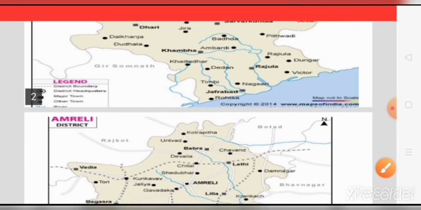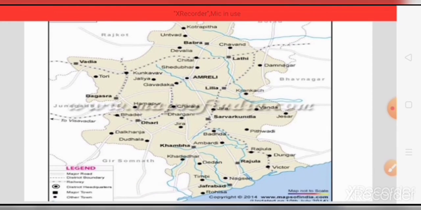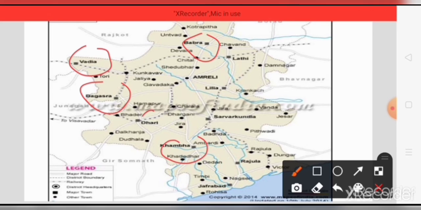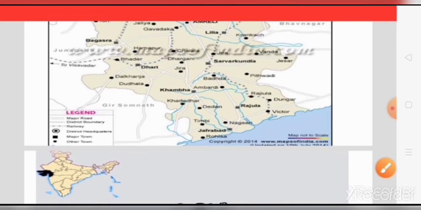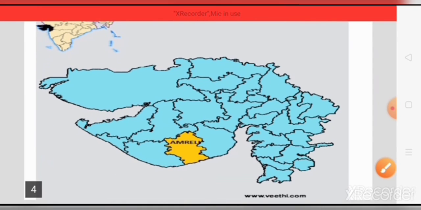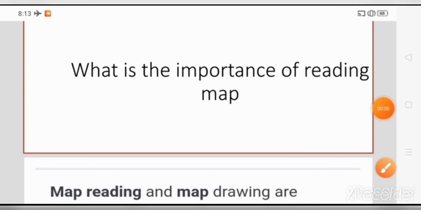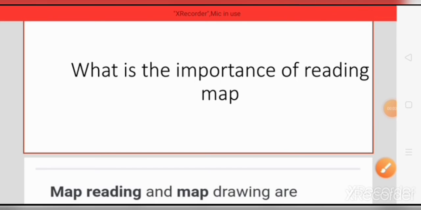And now we are going to see about the Amreli district. Here which places are near? Babra, Bagsara, Wadia, Kamba, Dari, Rajula. Where is Rajula? Rajula is in which side? Southeast side. Now this is the Amreli district. In this chapter we learned about map.